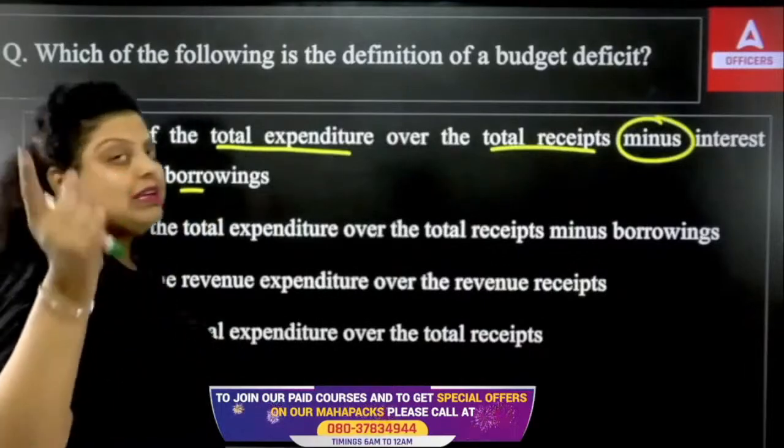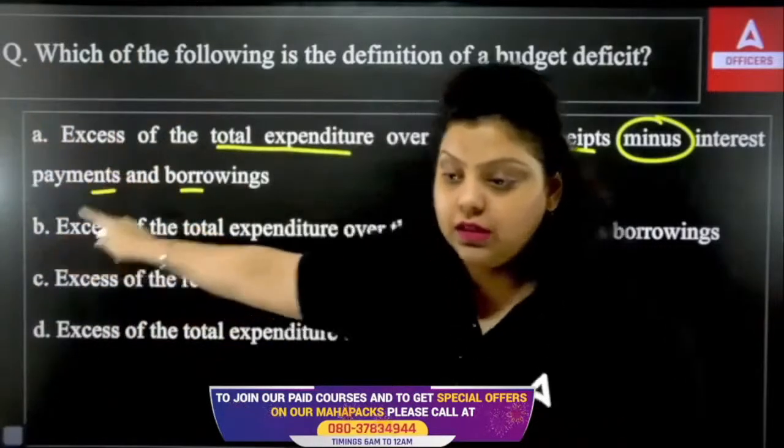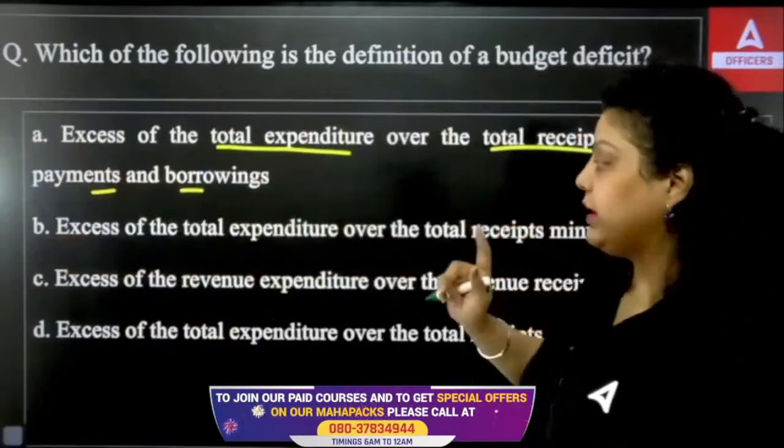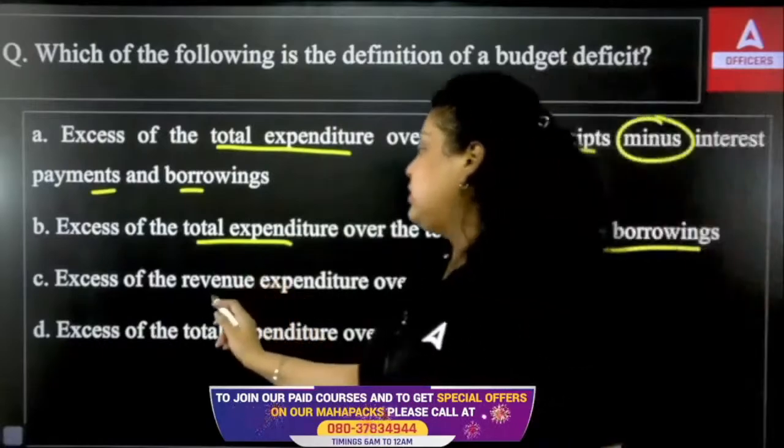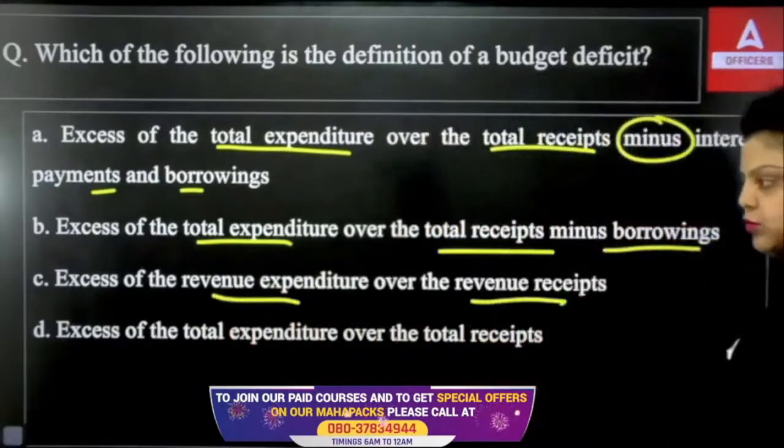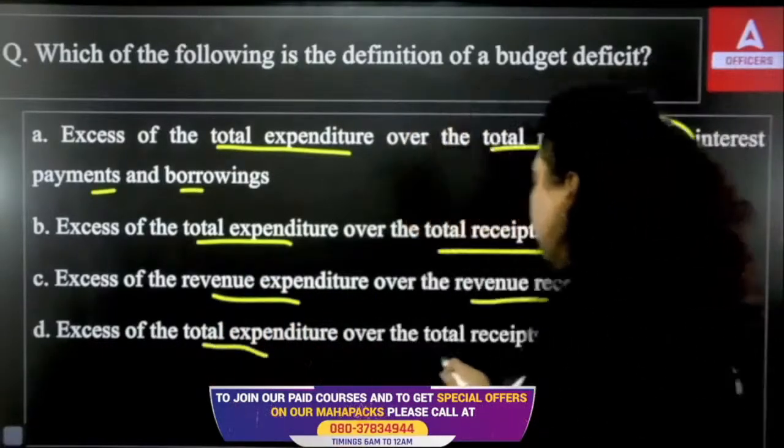When your total expenditure is more than your total receipts and you are subtracting the payments and borrowing. Second, excess of total expenditure over the total receipts minus borrowing. Excess of revenue expenditure over the revenue receipts. Excess of total expenditure over the total receipts.